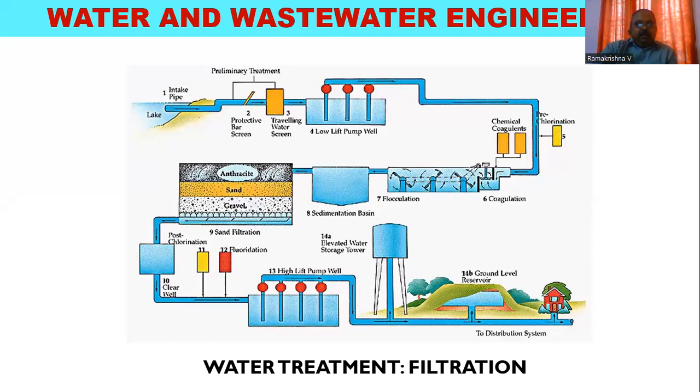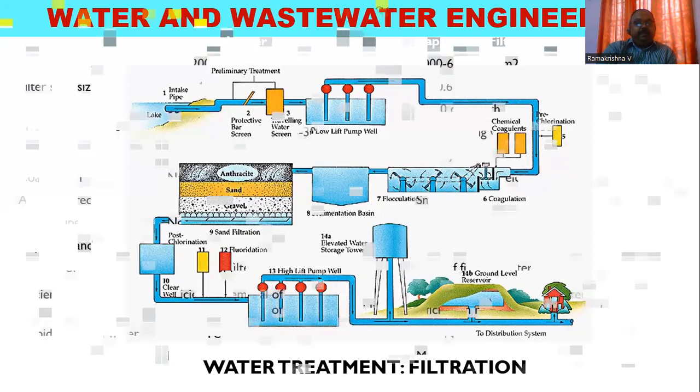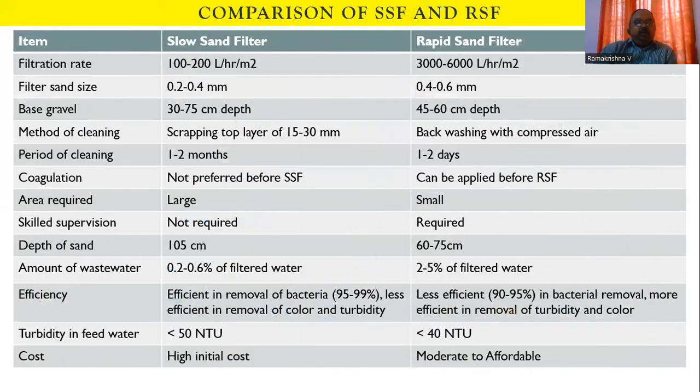We'll be discussing the filtration aspect of water treatment in this video. Now, in this video, we'll talk about comparison of slow sand filter and rapid sand filter. As we know, filtration rate is one of the major important items for rapid sand filter and slow sand filter. So 100 to 200 liter per hour per meter square for slow sand filter and 3000 to 6000 liter per hour per meter square for rapid sand filter.